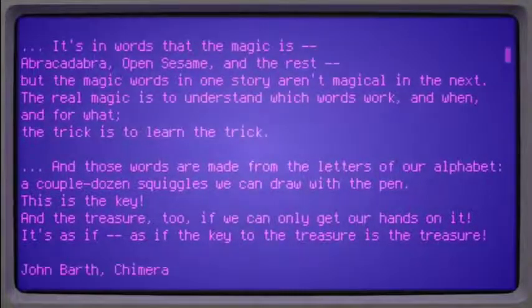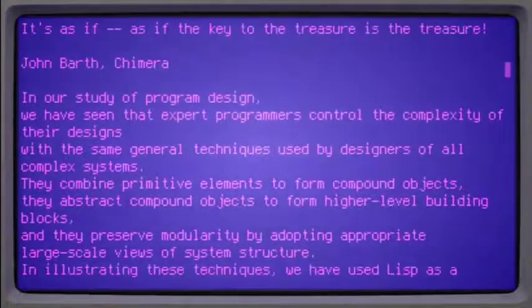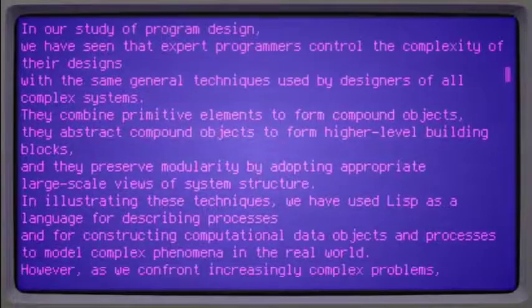And those words are made from the letters of our alphabet. A couple dozen squiggles we can draw with a pen. This is the key. And the treasure too, if we can only get our hands on it. It's as if the key to the treasure is the treasure. John Barth, Chimera.